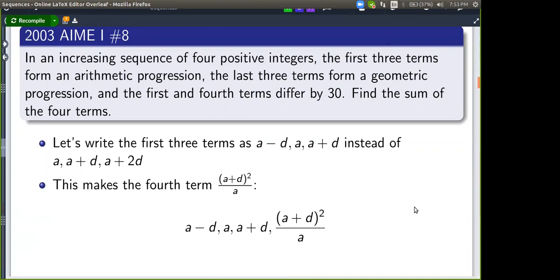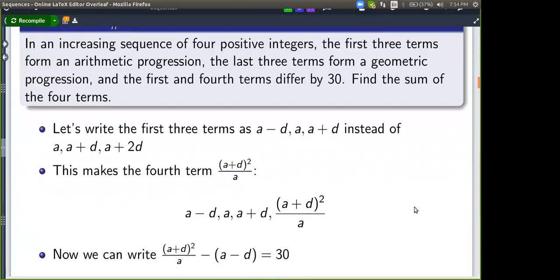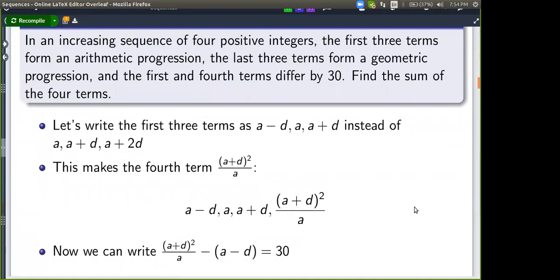We essentially just took the information that the arithmetic and geometric structure of the sequence gave us and assigned variables accordingly. So we actually have an equation between the first and fourth terms. Their difference is 30. So now we have an equation relating a and d. The difference between the first term and the fourth term is 30. So now the first thing that we should do is clean up this equation.